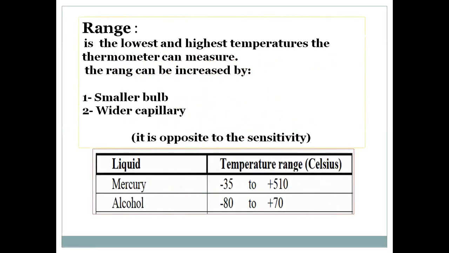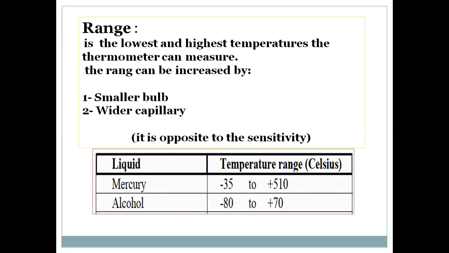Third one, range. Range is the lowest and highest temperature the thermometer can measure. So range is the difference between the lowest temperature and the highest temperature. The range can be increased by a smaller bulb and a wider capillary. These two actions can increase range. And as you see here, the actions to improve range are opposite to those for sensitivity. So sensitivity and range are opposite in the actions used to improve them.